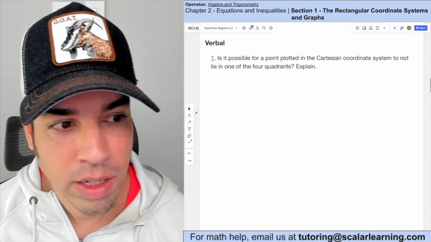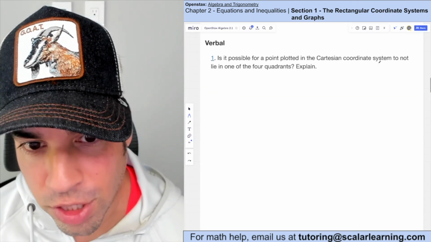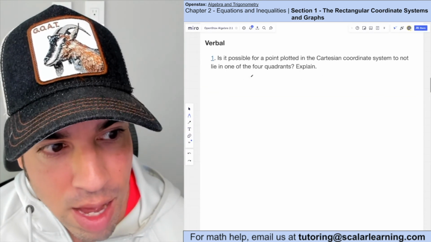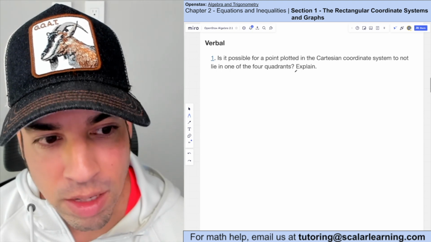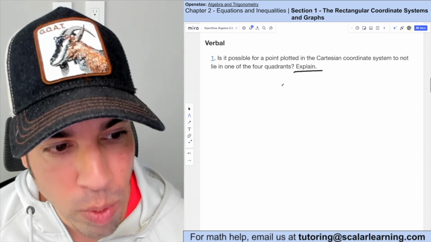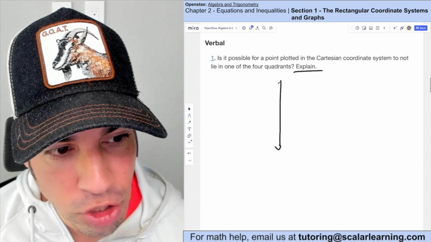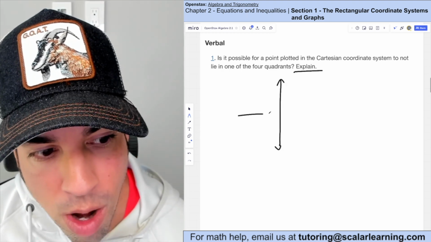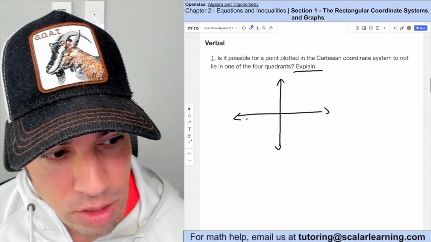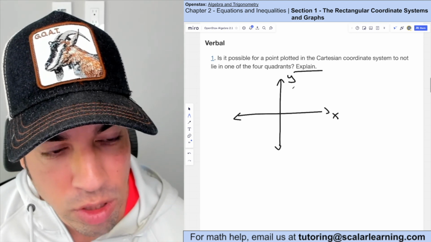Is it possible for a point plotted in the Cartesian coordinate system to not lie in one of the four quadrants? Explain. This is possible. The way this is possible is if we look at the Cartesian coordinate system, we have a y-axis and an x-axis, right? So the x comes across, the y goes up and down.